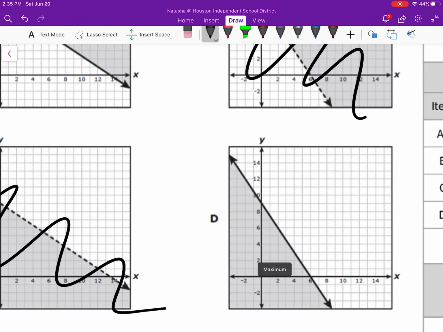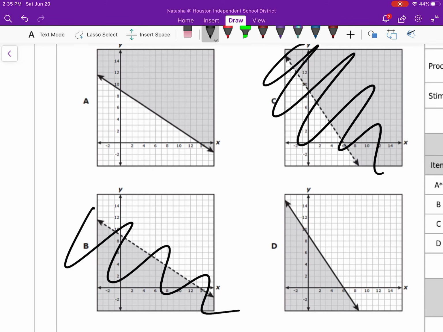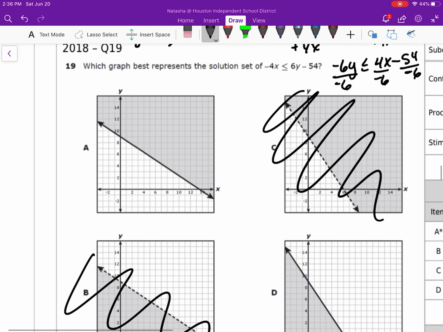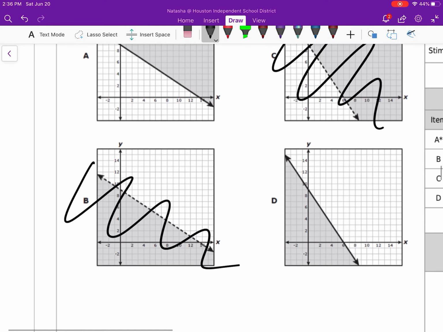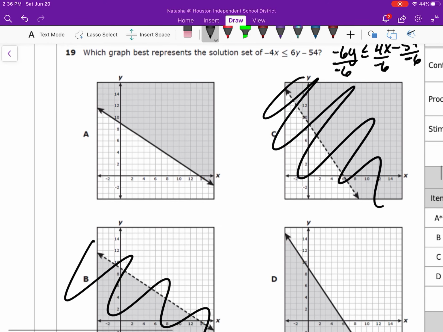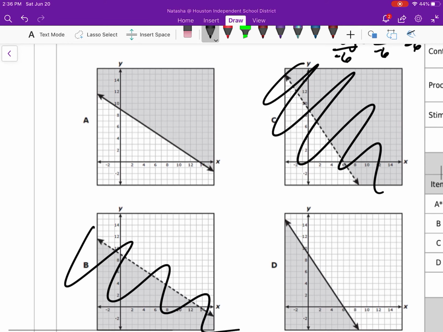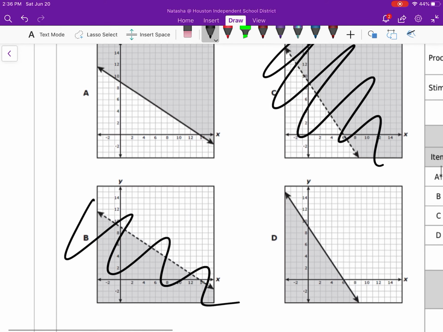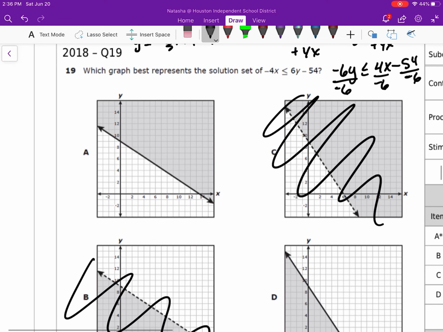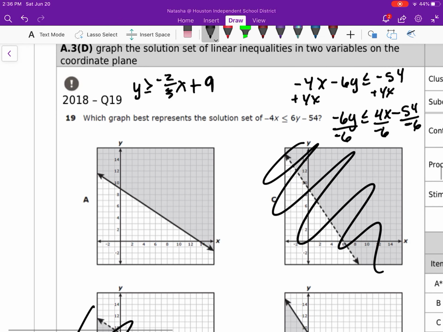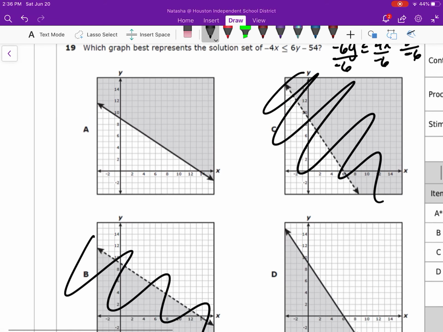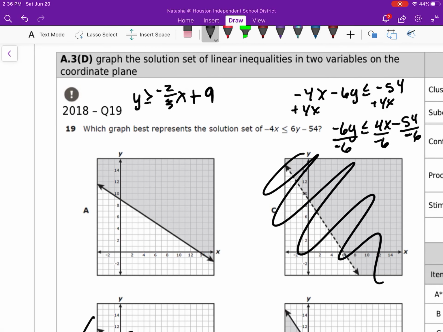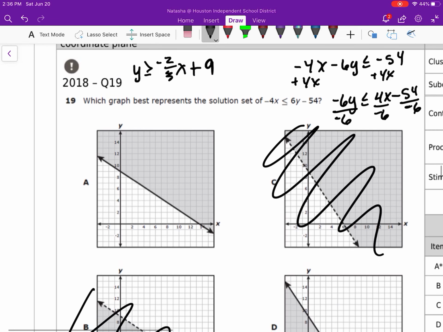Both of these have a y-intercept of 9. So now let's look at, and both of these have a negative slope. Now you could technically look at which side of the graph should be shaded to pick without even having to think about whether or not you're going to pick A or B. Technically we didn't even have to go that far. We could have just put in 0, 0.